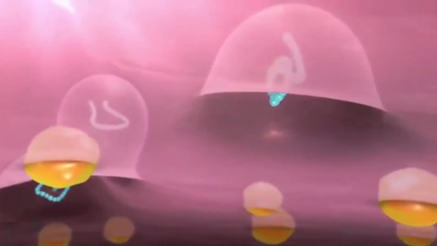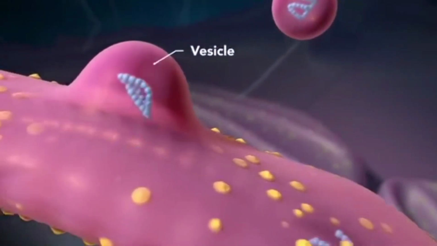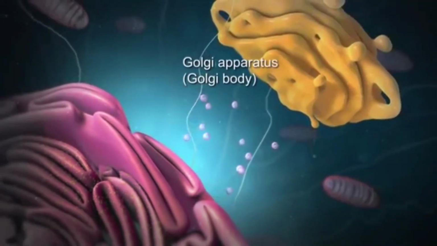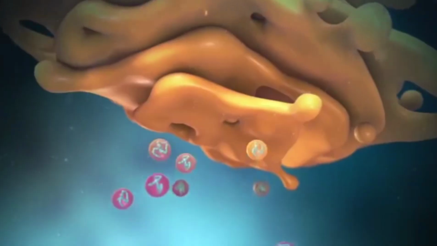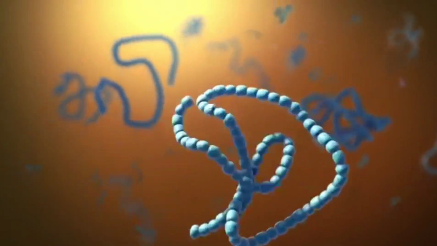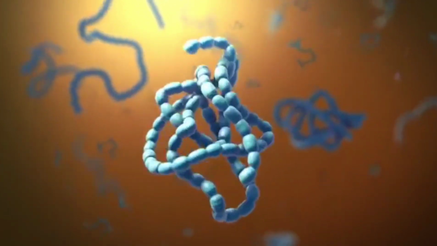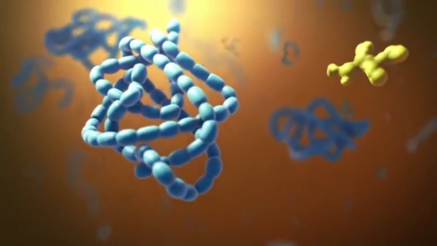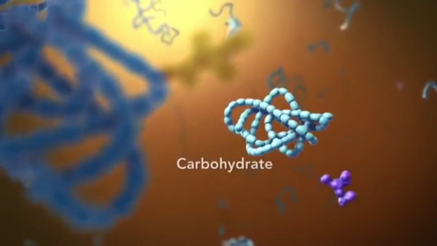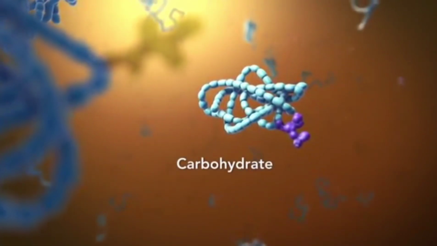Proteins and other materials emerge from the ER in small sacs called vesicles. Those vesicles go to the Golgi apparatus, sometimes called the Golgi body, which receives them. As proteins move through the Golgi body, they are customized into a form that the cell can use. The Golgi body does this by molding the protein into usable shapes or adding materials like lipids or carbohydrates.